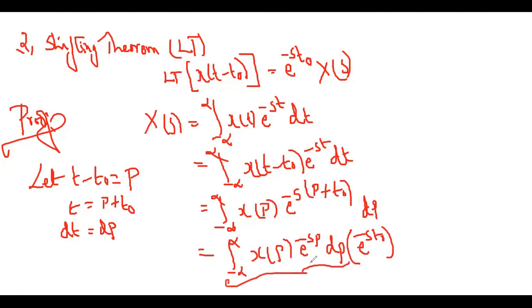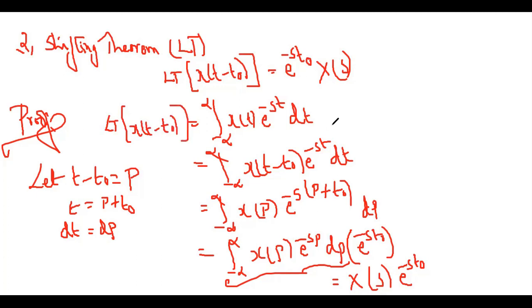So this equation is the Laplace transformation definition only. X of s is equal to x of s into e power minus s into t naught. So don't think that x of s is equal to x of s, and don't cancel this one. Here you have to take the Laplace transformation of x of t minus t naught. So directly I substitute x of t minus t naught there. Understood?